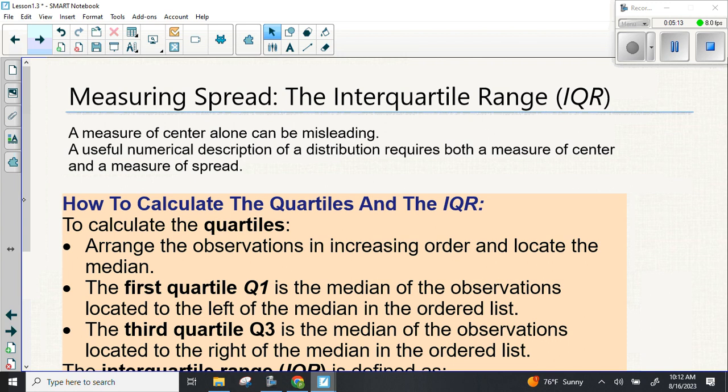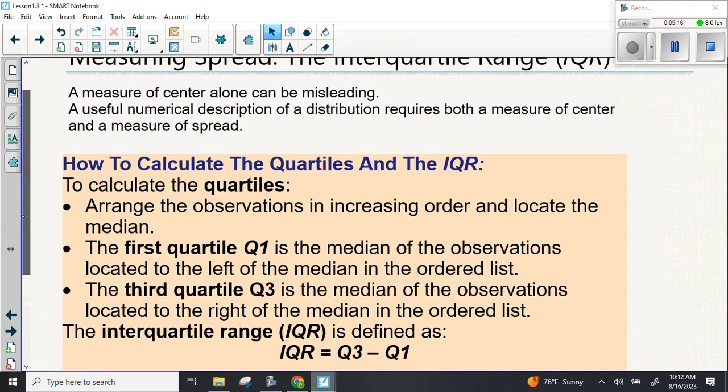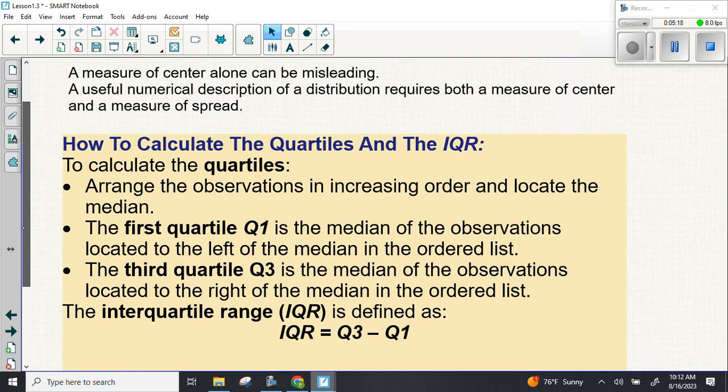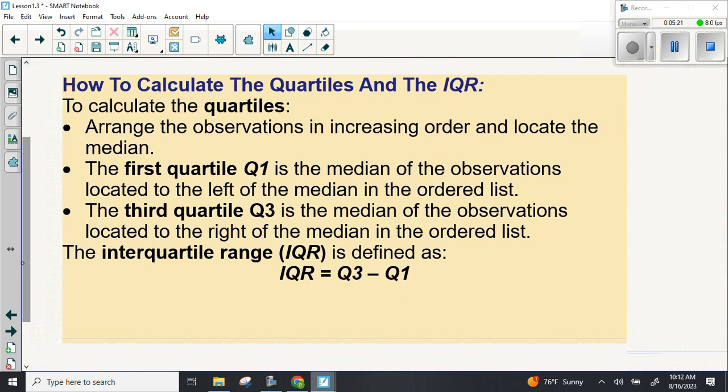Here we go, new stuff. Maybe you've seen interquartile range before, maybe you have not. For a lot of people, this is a new concept. The interquartile range is a very good measure of spread or variability for data sets that are skewed. So if your data set is not roughly symmetric, skewed left or skewed right, the measure of spread that you would use for that particular data set is going to be the interquartile range.